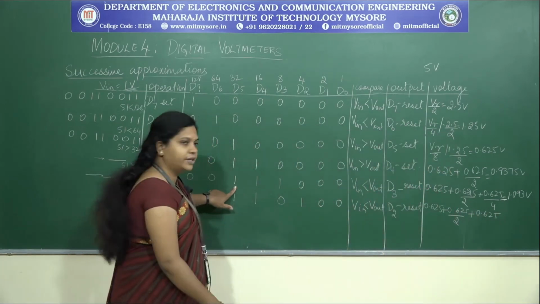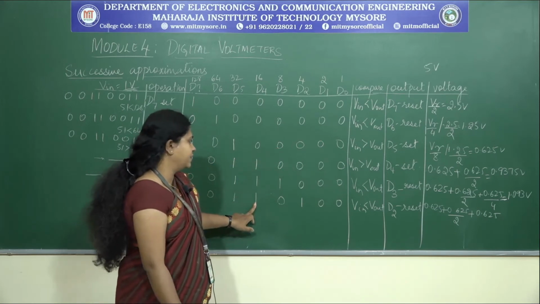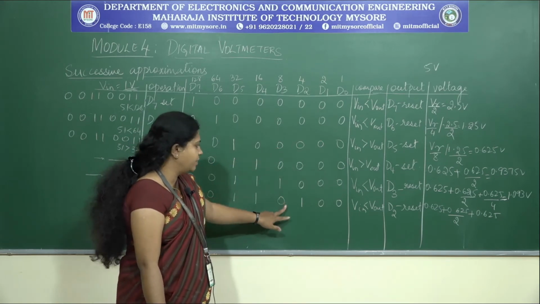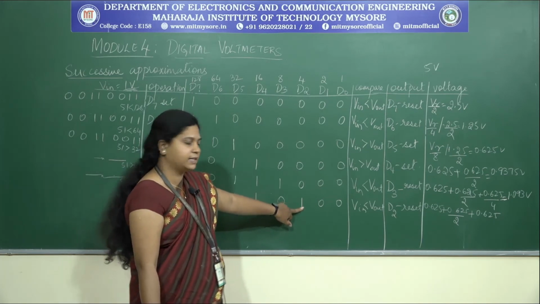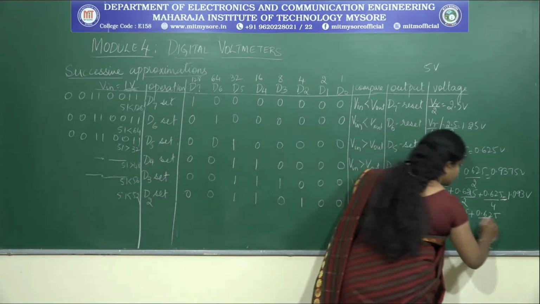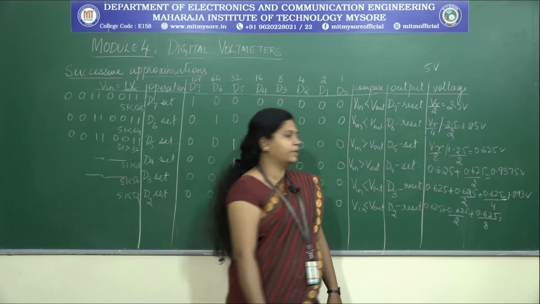You can see here 0.625 was this value. Next 0.625 divided by 2. This is divided by 4. Here we have 0, leave it. Next you have to divide by 8. Yes, so 0.625 divided by 8. See what is the approximated value.